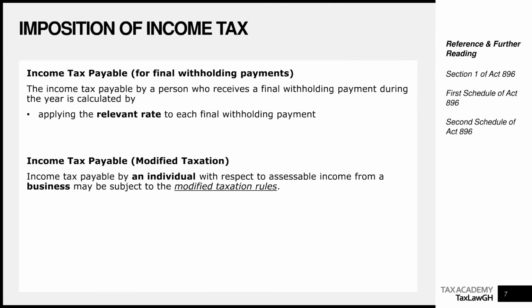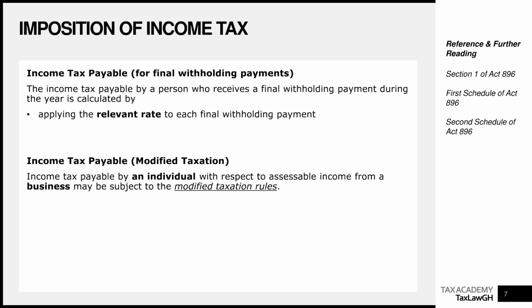We've looked at the imposition of income tax for chargeable income. How about for final withholding payments? If your guess was as good as mine, it is essentially applying the relevant rate to the final withholding payment. So once again, when you go to the first schedule of the Income Tax Act, that is where you find that dividends are subject to a final withholding tax rate of 8%. So we are saying here that go to the first schedule, pick the relevant rate and apply it to the final withholding payment to arrive at the income tax payable on final withholding payments.